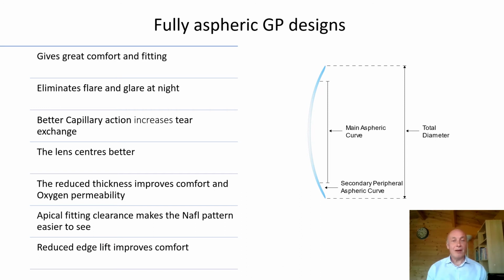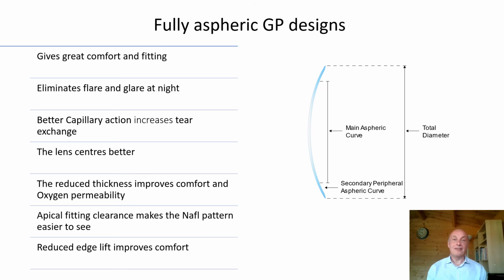There's no defined back optic zone diameter, so therefore patients with larger pupils, particularly at night, won't suffer with the flare and glare that sometimes they can have with a spherical multi-curve. Because the lens follows the contour of the cornea better, you get better tear exchange due to capillary action. The aspheric lens tends to settle and center better on the cornea. And in the same way as it is with spectacle lenses, aspheric lenses are thinner. So this increases the transmissibility of the lens and also improves the comfort for the patient.